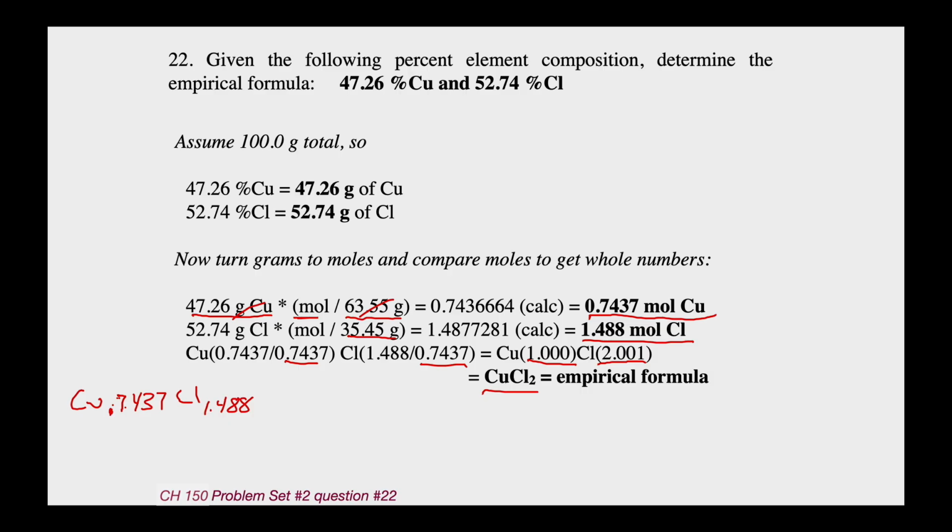So again, let's look at that process. Percentages into grams, grams into moles, and then compare the moles to get the empirical formula. Most of the time, when it comes to ionic compounds, the empirical formula is the absolute answer, the molecular formula, if you will. But we're going to see that sometimes it's not quite that easy.